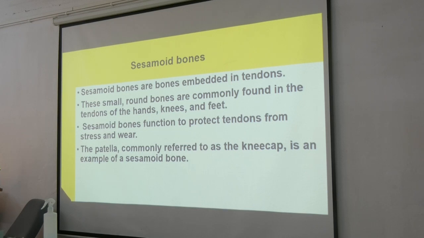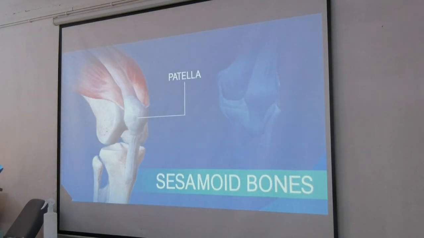This is also known as the kneecap. So this is the example, the patella. You can see the tendon. This is the tendon of quadriceps femoris. Why is it called quadriceps? There are 4 muscles altogether present on the anterior thigh, and they insert into the patella. And this particular ligament is known as ligamentum patelli.